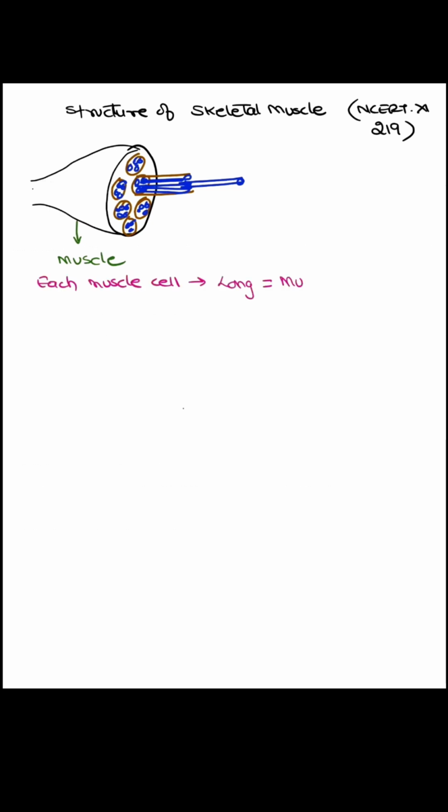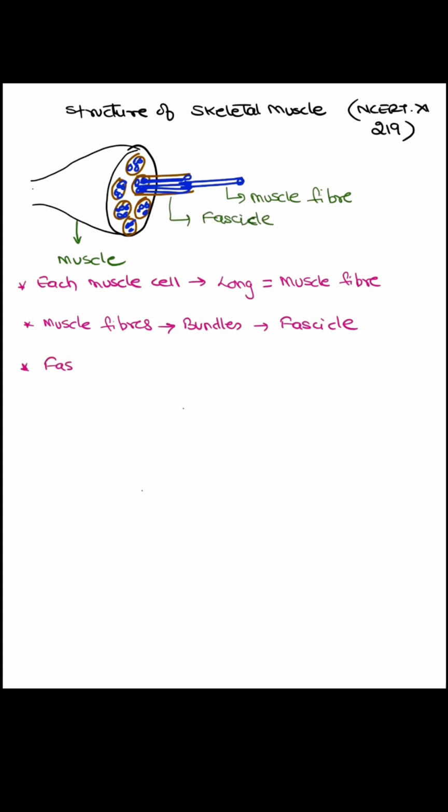The muscle is made up of many muscle cells which are elongated, and these muscle cells are called muscle fibers. Many muscle fibers combine to form muscle bundles called fascicles. Each fascicle is lined by a connective tissue sheath covering called fascia. As you can see in the diagrams, each bundle is covered by the fascia.